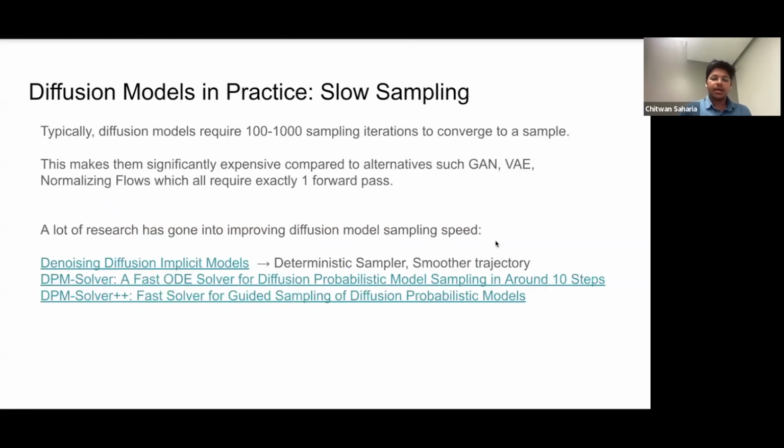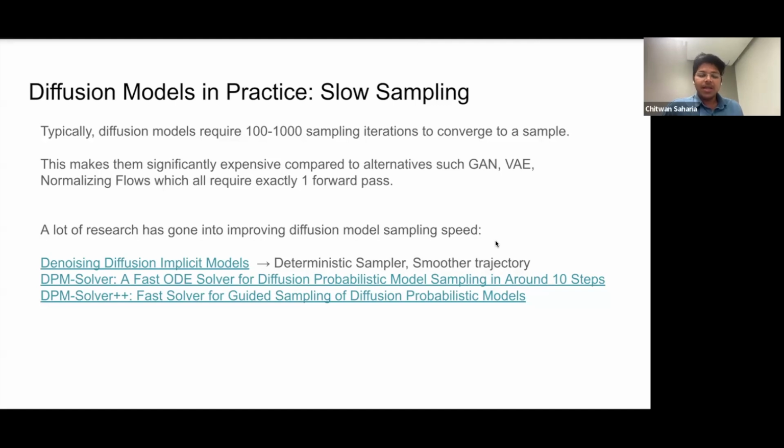Another thing that I alluded to initially was that diffusion models are very slow to sample. Typically they require 100 to 1,000 sampling iterations to converge to a sample. If you compare this with GANs, VAEs, and normalizing flows, they require exactly 1 forward pass to compute the sample. So diffusion models better be very, very good to require this many sampling steps. And they are, and that's why people still keep using them.